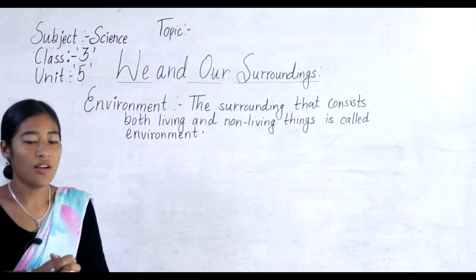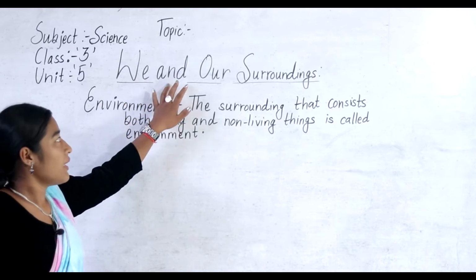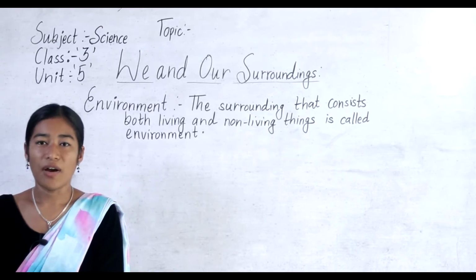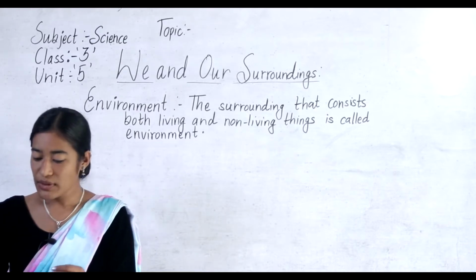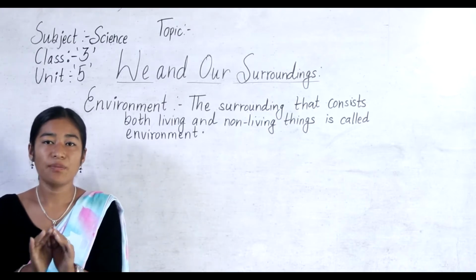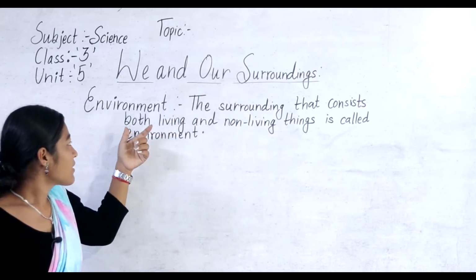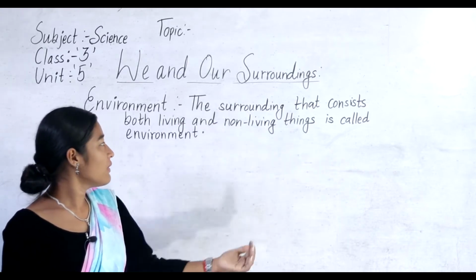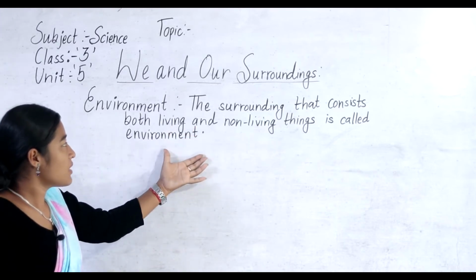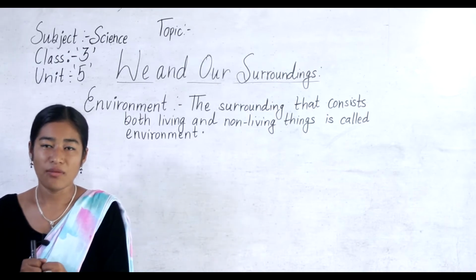So today we are going to learn a new unit, unit number 5, that is we and our surrounding, or our environment. First of all, we will talk about our environment. Our environment means the place where all the living and non-living things live. That surrounding which consists of both living and non-living things is called environment. So anything around us makes the environment.